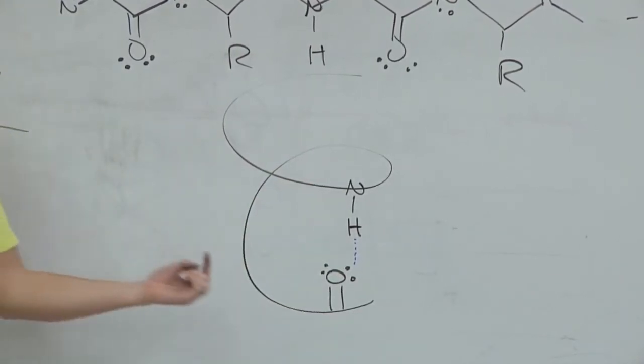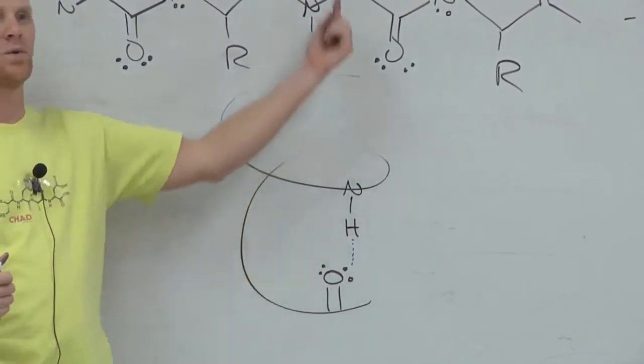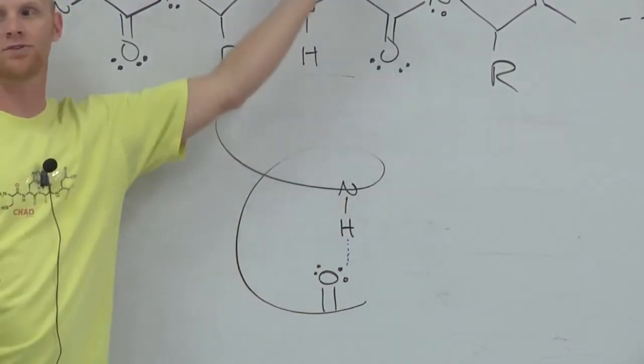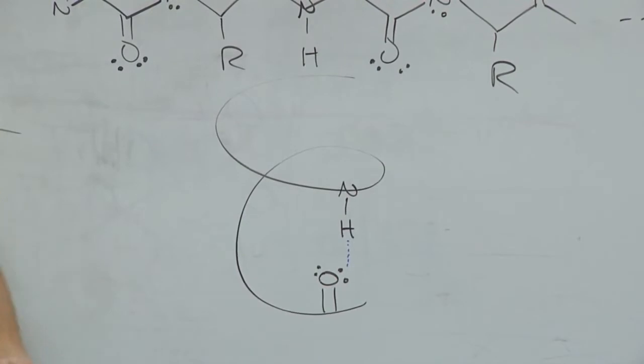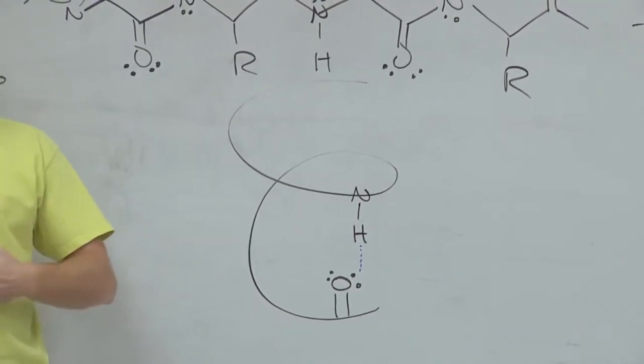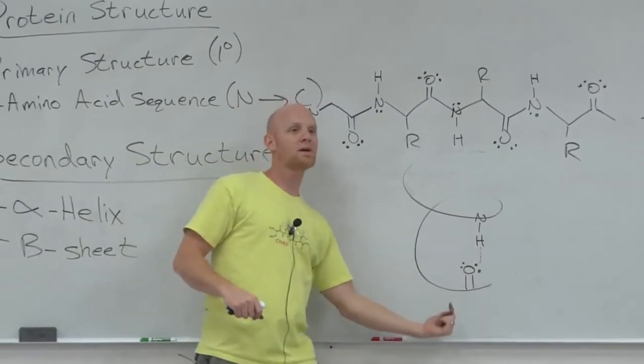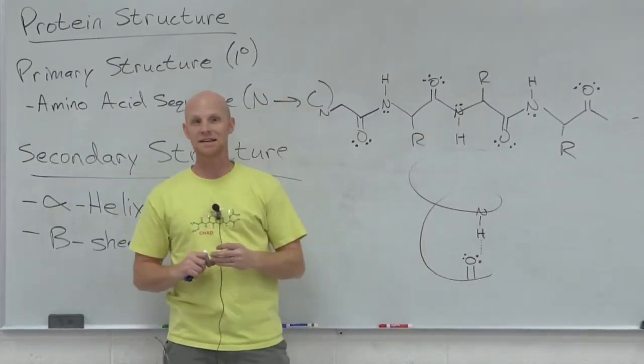If you notice, the axis of the coil, which I've drawn vertically, and the hydrogen bonding that's going on are parallel to each other. So that's important to remember. That's just a fact that makes an easy multiple choice test question. In an alpha helix, the hydrogen bonding is parallel to the axis of the helix.